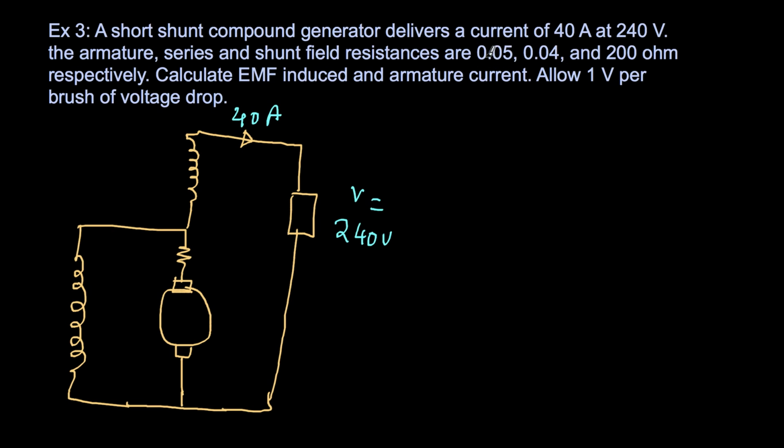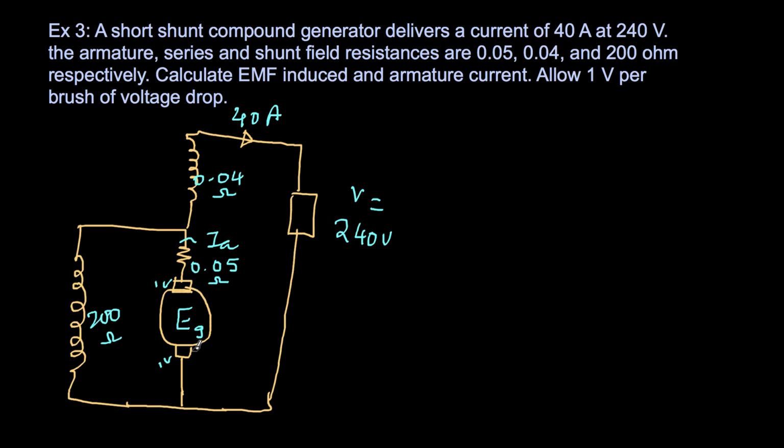The armature resistance is 0.05, and this is 0.04, and this is 200 ohms, and there is a 1 volt drop per brush. So here it is 1 volt, here it is 1 volt. I'm writing this so that I won't forget. And then I'll have to find the armature current IA and the generated EMF EG.